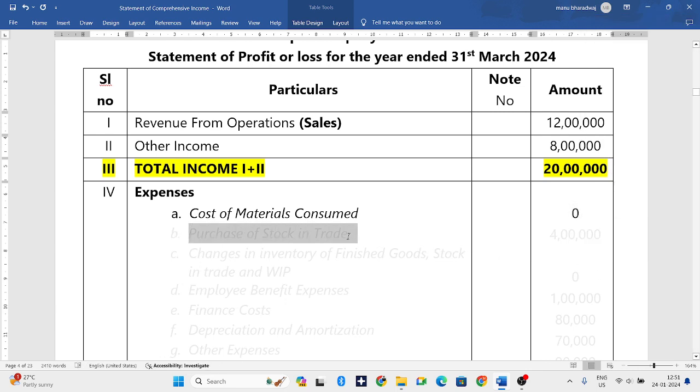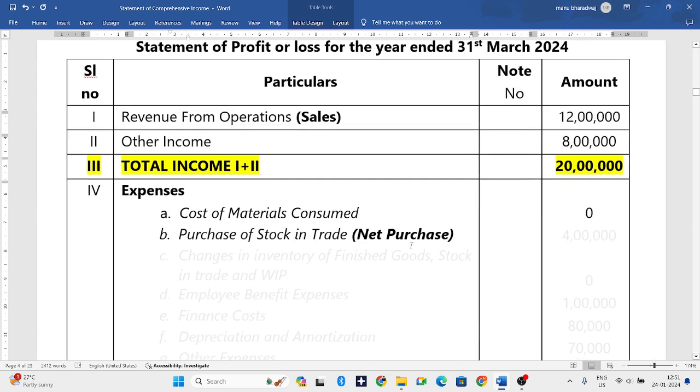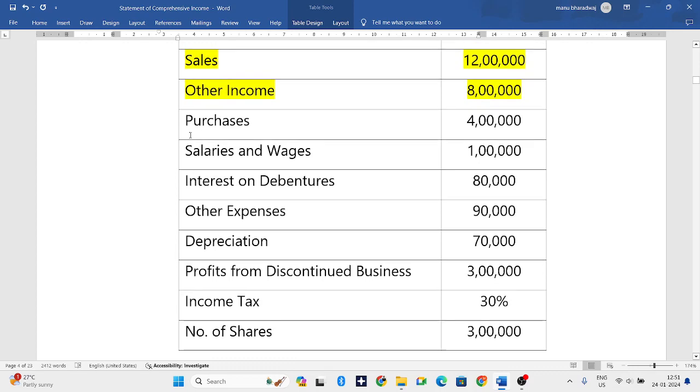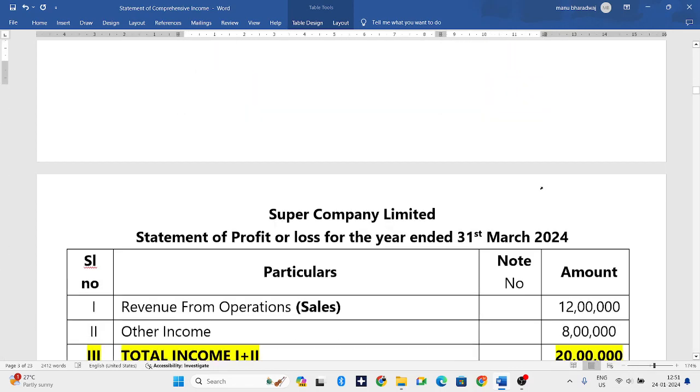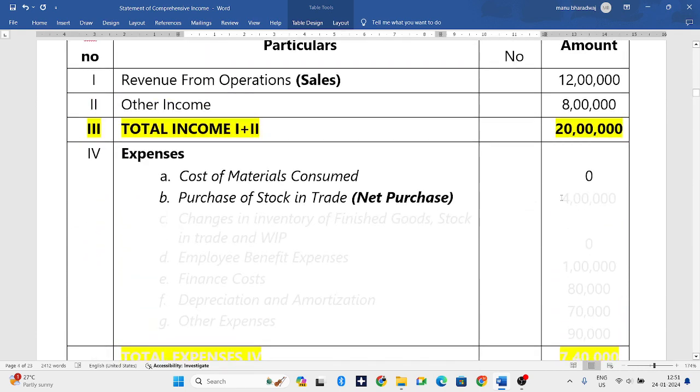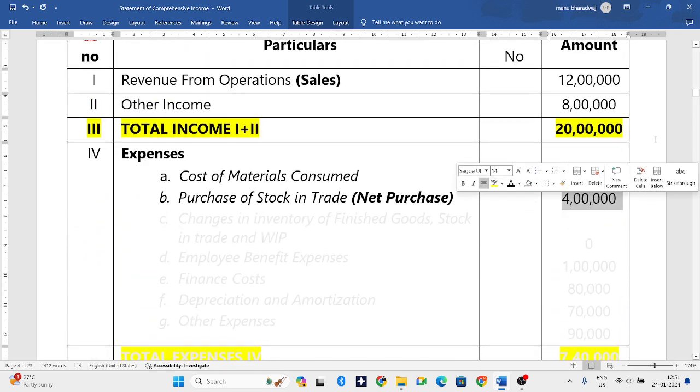The second expense type will be purchases of stock in trade. It is basically your purchases, or we can even call it net purchases, that is purchases minus purchase returns. Let us check the question. Yes, they have given the purchases. Purchases is 4 lakh rupees. So I'm writing that 4 lakh rupees here.